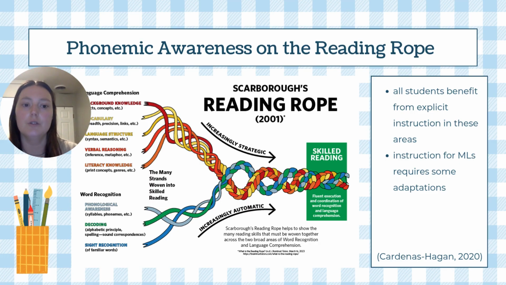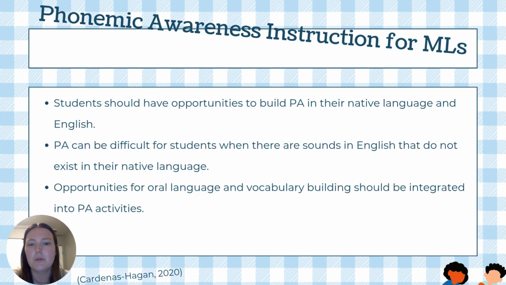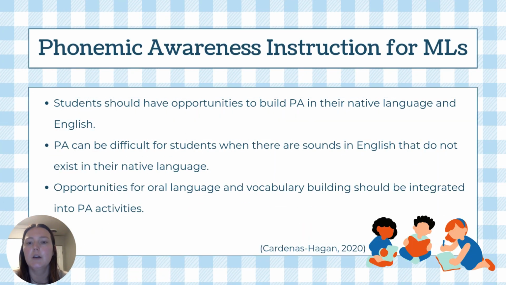Now we know all students benefit from explicit instruction in these areas. That includes multilingual learners, but instruction for those multilingual learners requires some adaptations. So what are some of those adaptations? What should phonemic awareness instruction really look like for multilingual learners? Students should have opportunities to build phonemic awareness in both their native language and English.